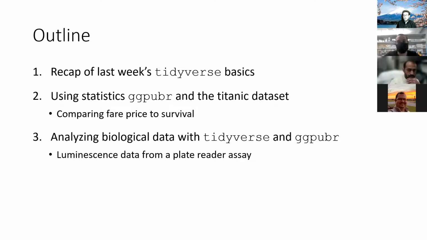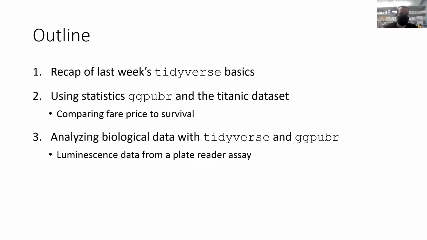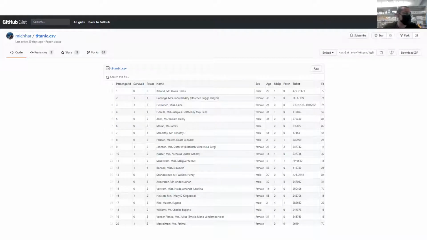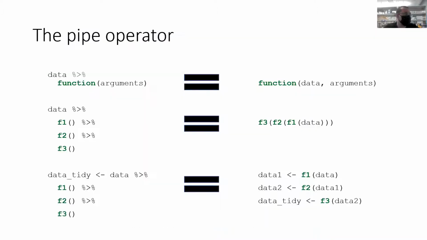And it's just a simple plate reader assay that I have luminescence data from a plate reader, and we're gonna analyze that data with R. So just to remind you, we're working with the Titanic data set in the beginning that contains various things concerning all the passengers on the Titanic.